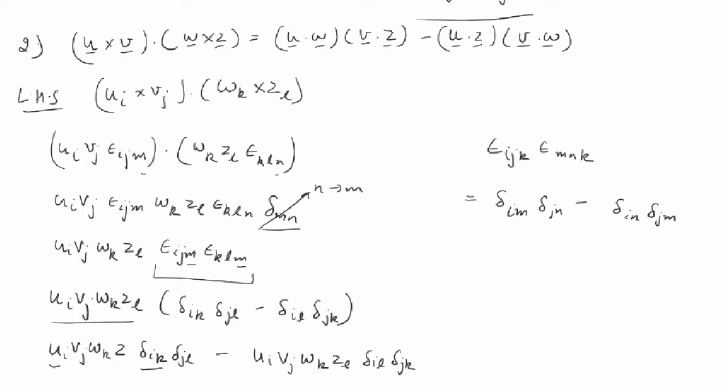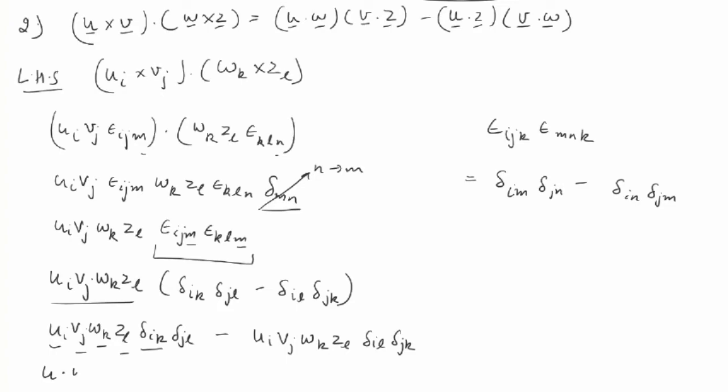So I and K, J and L. So this becomes U dot W, V dot Z, minus, similarly, I L. So between I and L, this becomes U dot Z and V dot W. So this is the right hand side.